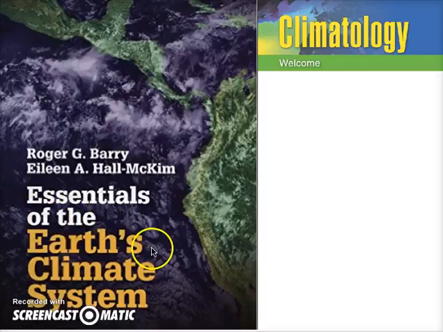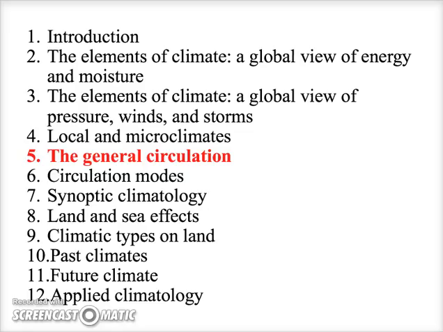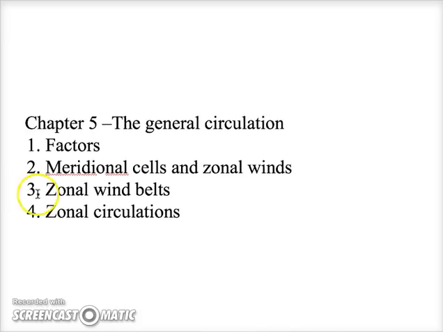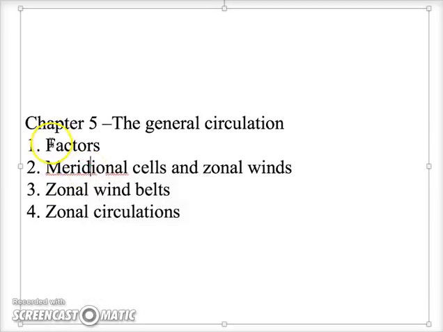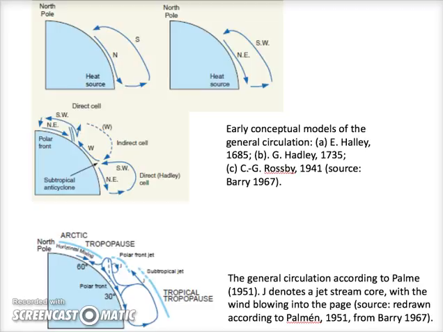Essentials of the Earth's climate system. So we are still on chapter 5. Last video we covered the chapter 5 general circulation. We talked about some factors and meridional cells and zonal winds. And we're going to talk about that starting with the development of the conceptual models of the general circulation.